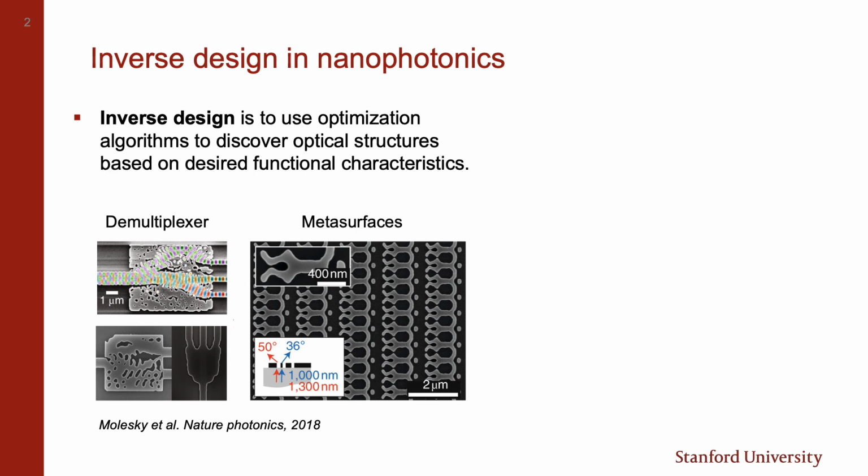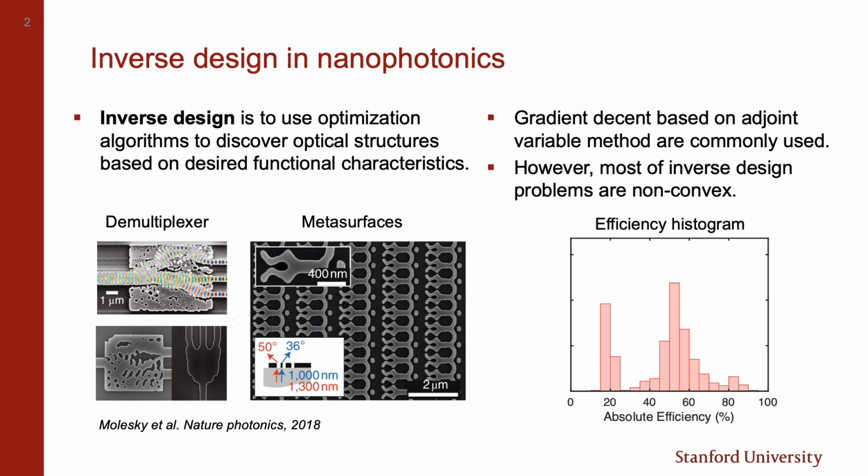Compared with conventional intuitive design using simple geometries, freeform inverse design is a way to push the design limits by exploring a much larger design space with more degrees of freedom. Since the adjoint variable method makes it quite efficient to calculate gradients of a figure of merit function simply by doing two simulations, gradient descent is a commonly used algorithm to discover optimal device patterns.